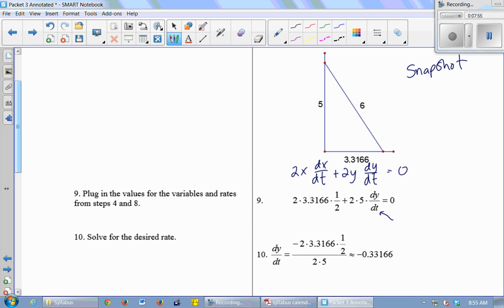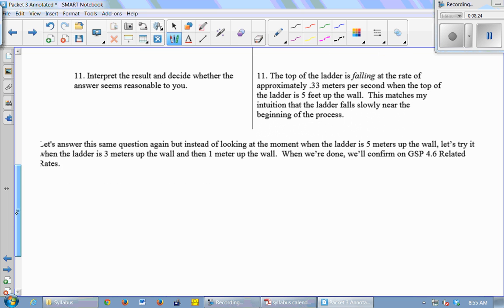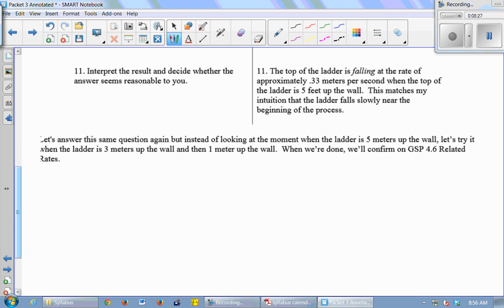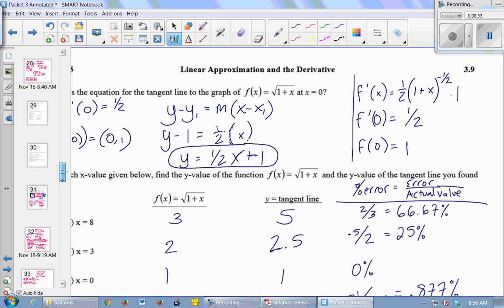Then you just solve for dy dt, and we end up with that. That would be the rate of change of the top of the ladder when the top of the ladder is 5 meters up. And it came out negative because the top of that ladder is moving down, right? So our rate of change is negative. Okay, we're going to come back to this in a little bit, but we're going to do another problem first.